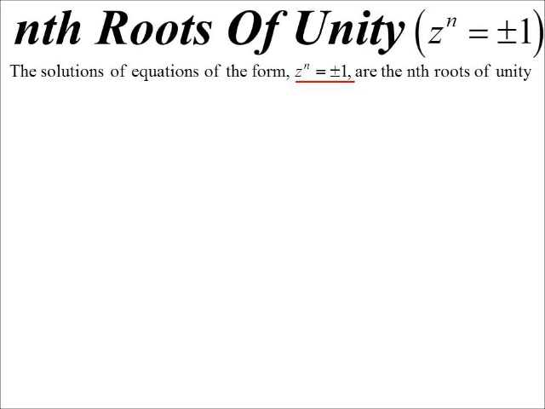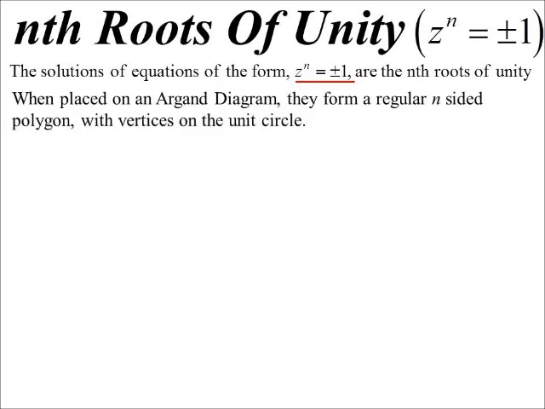Now, if we were to draw it on our Argand diagram, we know all the solutions would sit on the unit circle because the modulus would equal 1, and it would form an n-sided polygon because of that symmetry I was talking about. So they're going to be nicely regularly spaced around that circle, and if we were to join them up, we get a neat polygon.